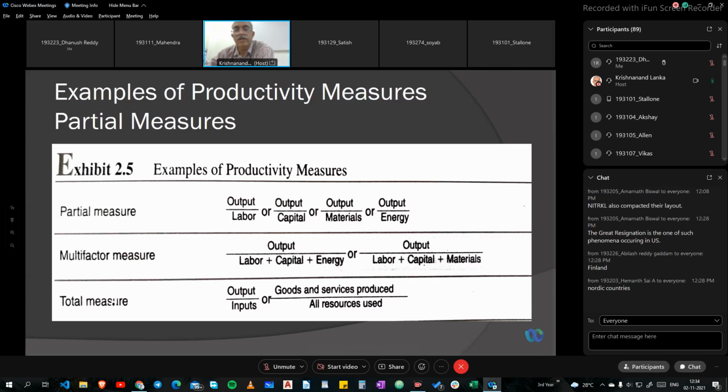So if you take total measure productivity, that means you include all the resources. In this case, you may have to convert all the resources into a common format, like in terms of dollars. So let us take one example in the next slide.